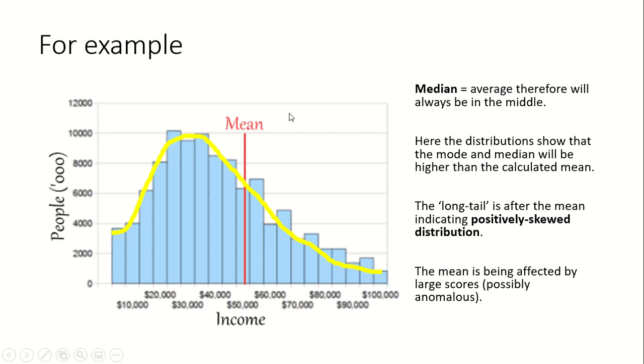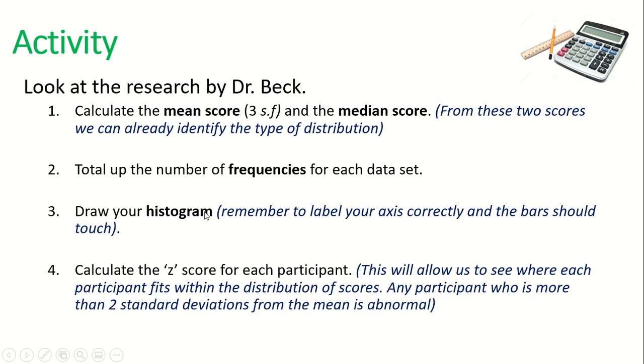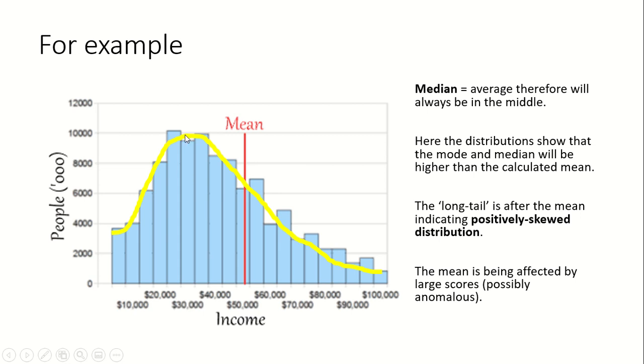If they're included in our calculation of the mean score, then even though there's not a lot of these individuals who are earning $100,000 a year or more, it is being included in our calculation. So the mean score effectively is being pulled up and increased from the most frequently occurring score. So that's just to demonstrate an example of a positively skewed distribution.